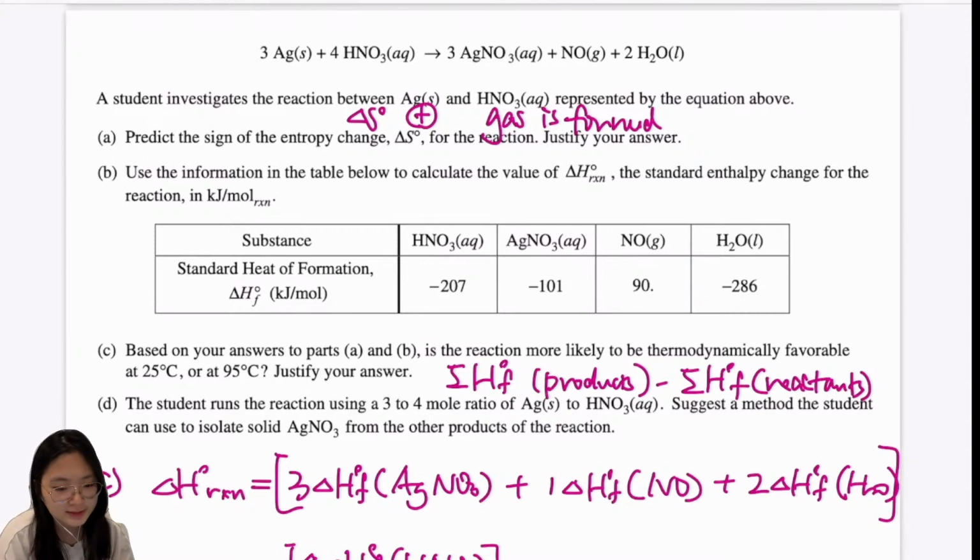For bonds, it's sigma R minus sigma P. Oh, yes, for bond enthalpy it's the reactants minus the products.